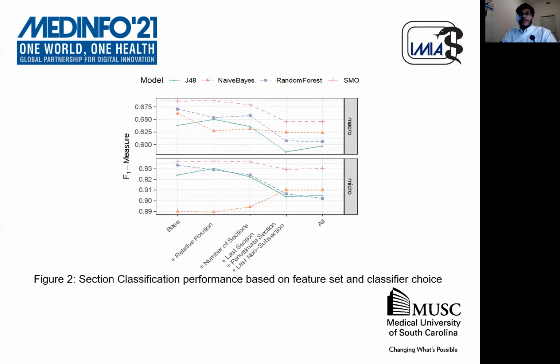When we evaluated different feature sets and their performance using each of the classifiers, we can see that SMO/SVM is consistently outperforming the rest. And relative position shows an increase in performance for the SMO SVM, while all the other feature sets show decreased performance using the SVM SMO classifier.